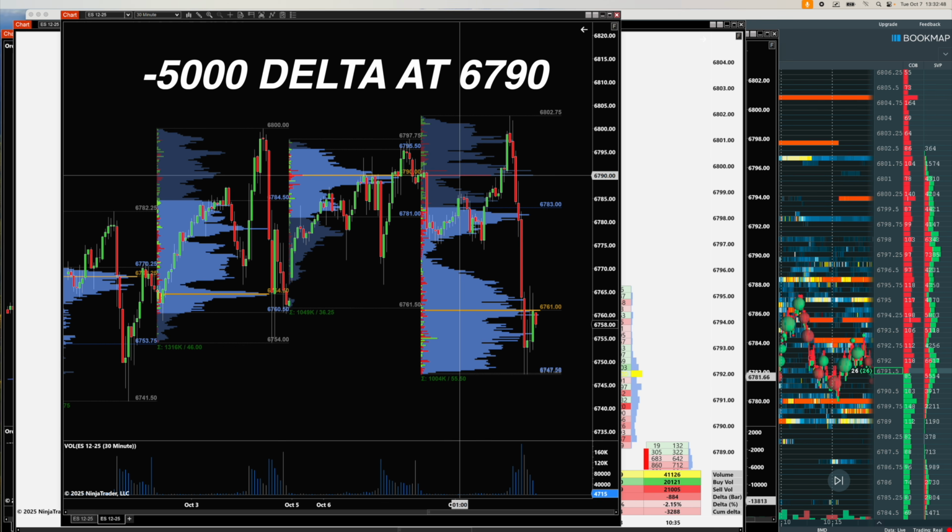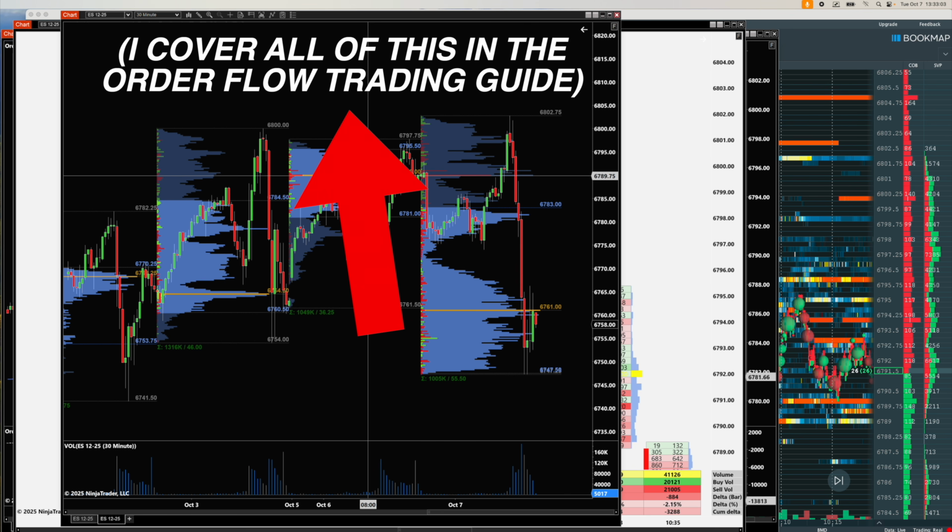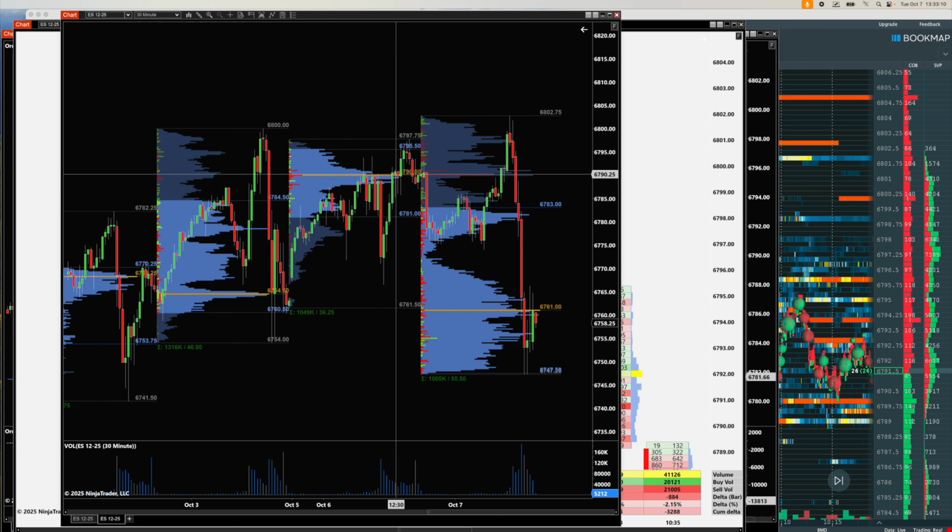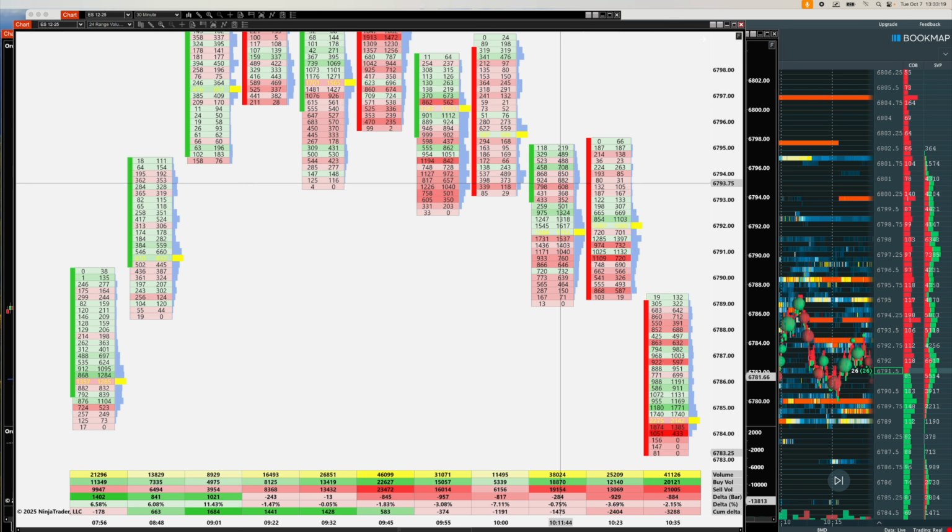close. There was a negative 5,000 delta at 67.90 right here. As you can see, this very large red bar. This also lines up with yesterday's VPOC here at the 67.90s, the highest volume traded price of yesterday. So I know that according to mean reversion theory and auction market theory, the market may want to come back and retest this level simply because there has been so much business done at that price. So that was my first target as the market was moving down.